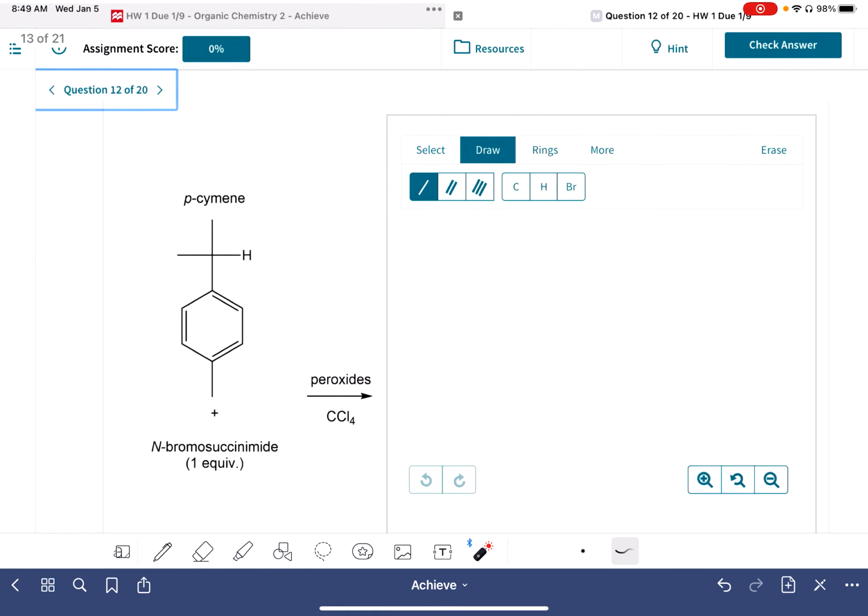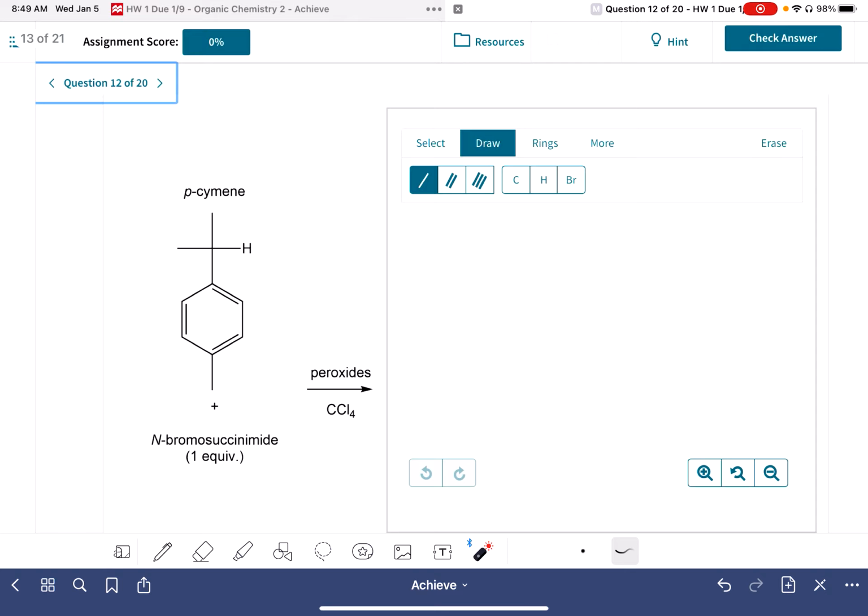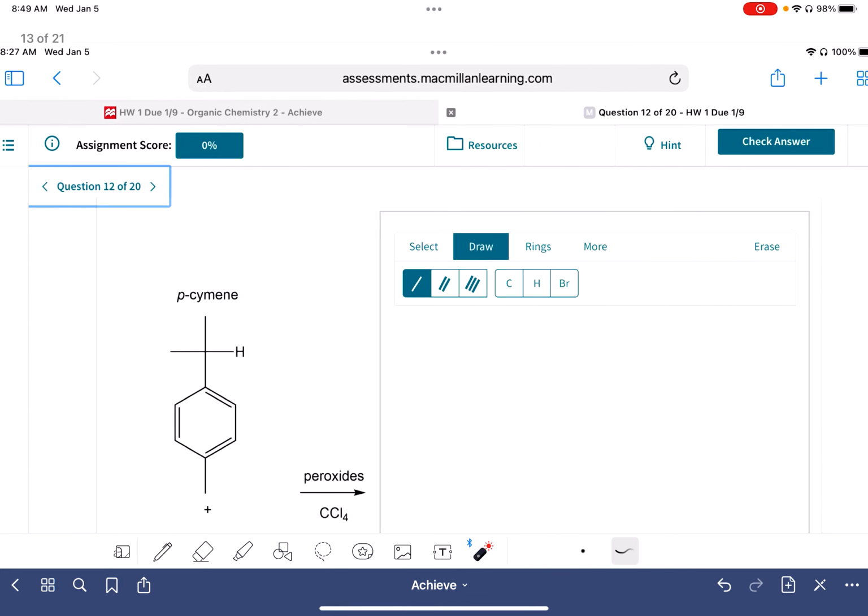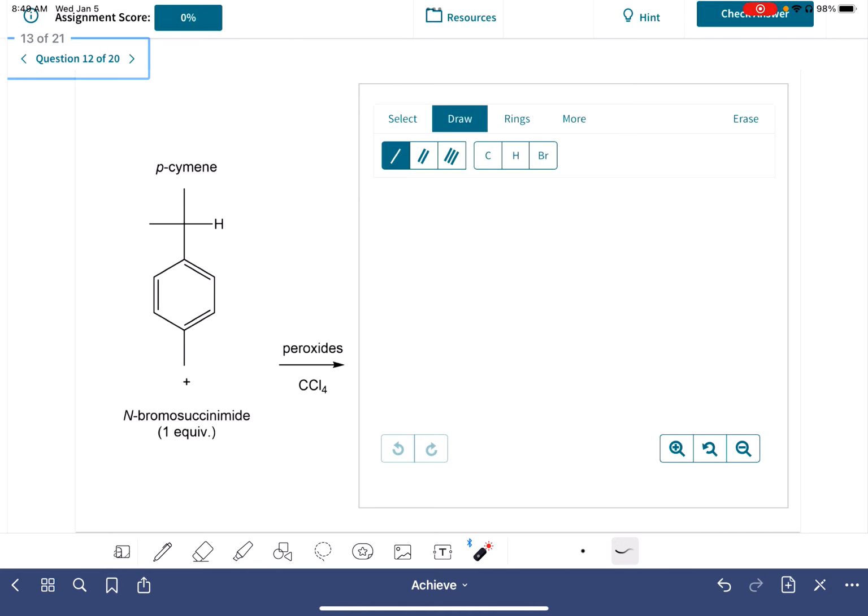This is weird, the way that this problem is written. This one, I have to see what the question is asking. This one is asking to draw the structure of the major product. And this is laid out funny. So N-bromosuccinimide is NBS. Remember, that is the source of the bromine radical. The peroxides, that's the initiator for the reaction, like light or heat. And CCl4 is the solvent.